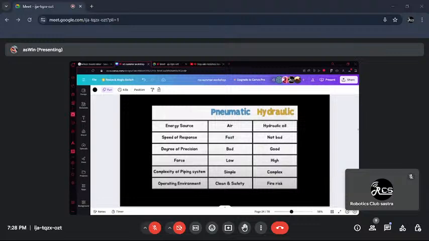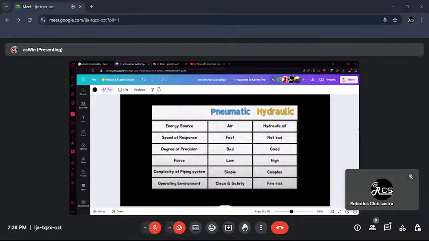For degree of precision, the hydraulic will be good, so it is used in car workshops and so on. But for pneumatic, the degree of precision will be bad. Then the complexity of the piping system: for air, you just take the air from the environment, use it for compression, and leave it out to the environment, and you can repeat the process. There will be no leakage and no complex piping systems.